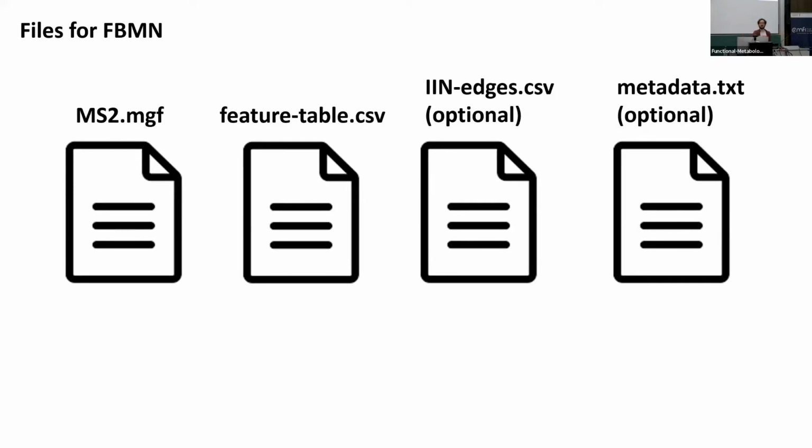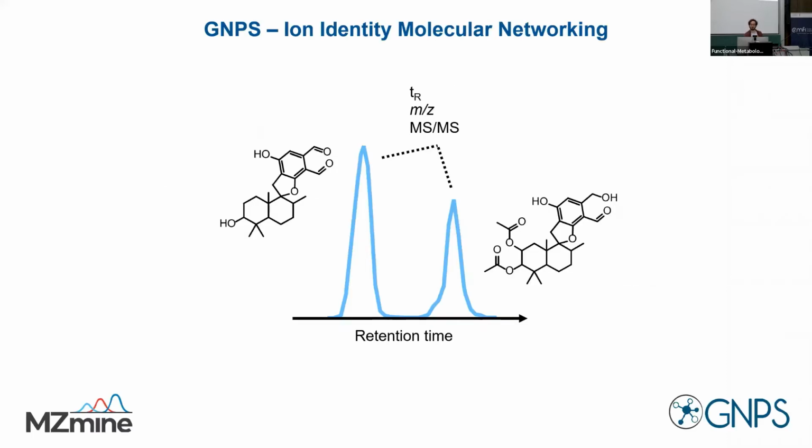We had the MS2 MGF, which was generated from the GNPS export in MZMine. It's a spectra file. Each feature that has an MS2 was exported and has one MS2 fragmentation spectrum in the MGF. Then we have the feature table, which is just a CSV with the area of each feature in each sample. And we submitted the metadata text file, which is just the sample grouping, so that we can do some statistical analysis later on. The third file here is just optional.